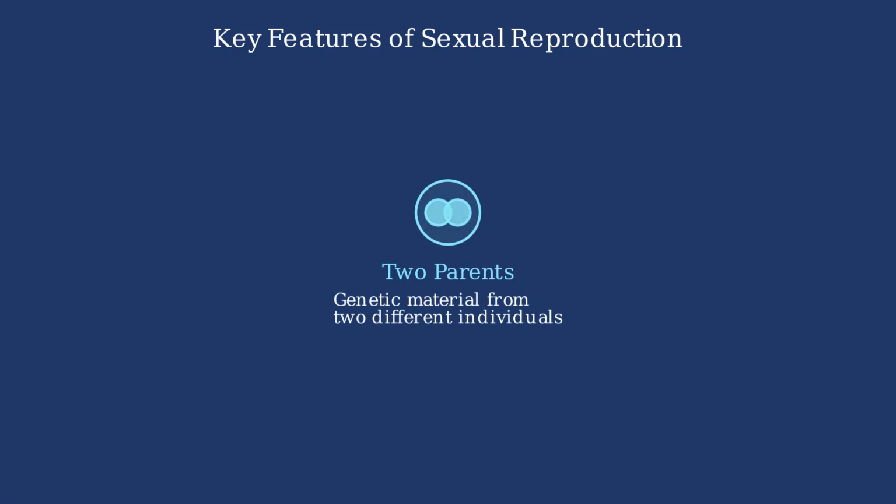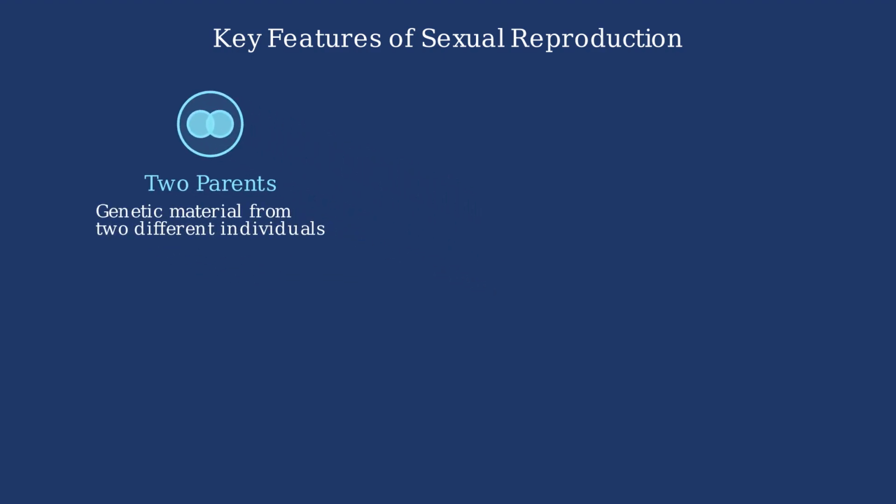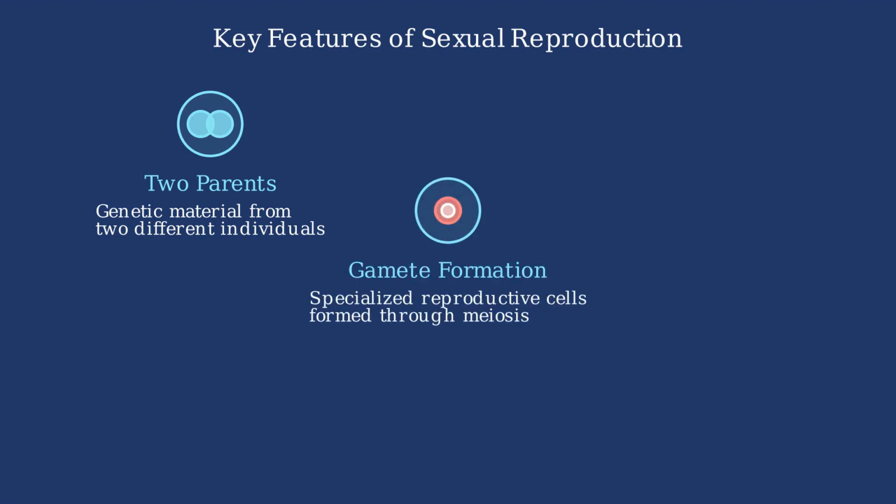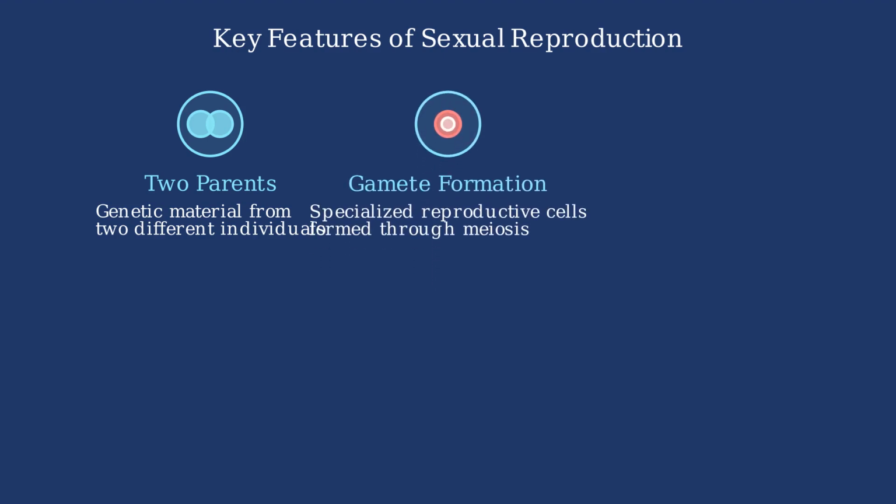Sexual reproduction has 5 key distinguishing features that set it apart from asexual reproduction. First, sexual reproduction involves two parents, each contributing genetic material to their offspring. Second, specialized reproductive cells called gametes are formed through the process of meiosis.